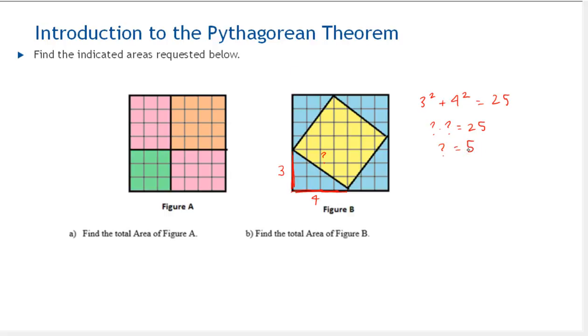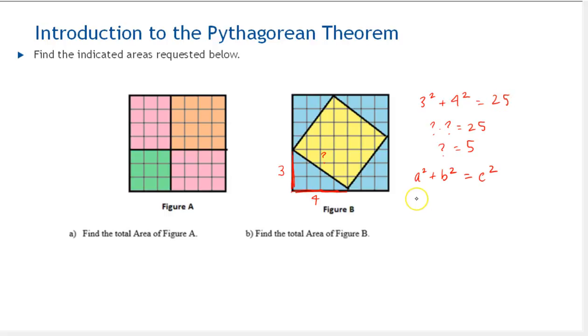Okay. Now this directly relates to the Pythagorean theorem, which says if you have a right triangle, and all of this information is important and it's in your packet, that the sum of the lengths of the sides squared, which in this case would be 3 squared plus 4 squared, equals the square of what we call the hypotenuse, which in this case was 25.